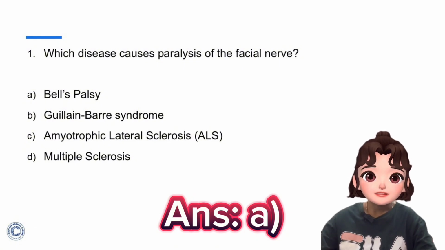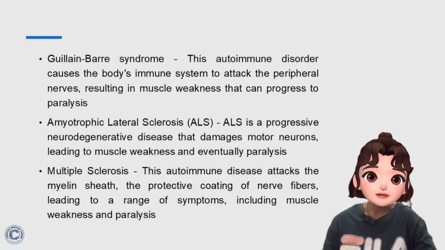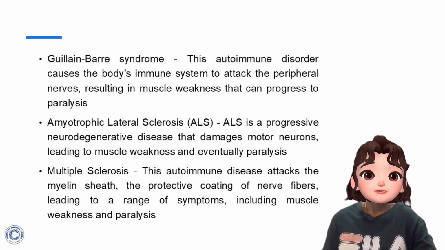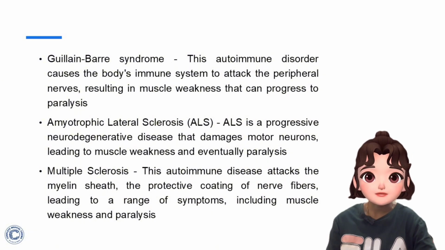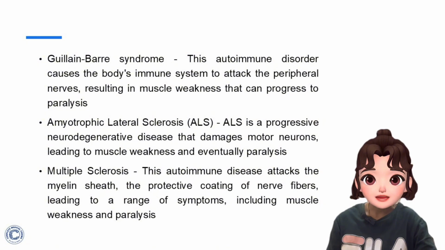Let's discuss the other options and the other medical terminologies. What is Guillain-Barré syndrome? This autoimmune disorder causes the body's immune system to attack the peripheral nerves, resulting in muscle weakness that can progress to paralysis. What is ALS, amyotrophic lateral sclerosis? ALS is a progressive neurodegenerative disease that damages motor neurons, leading to muscle weakness and eventually paralysis. So, all these are leading to muscle weakness and paralysis.